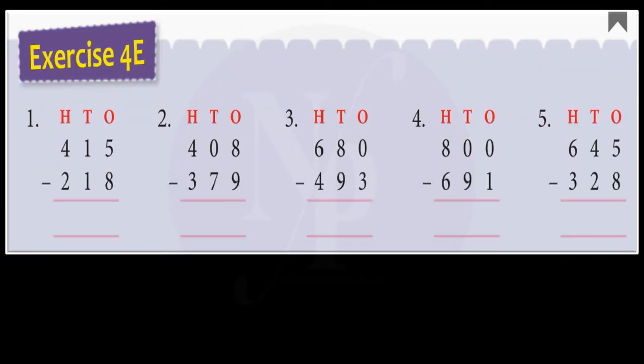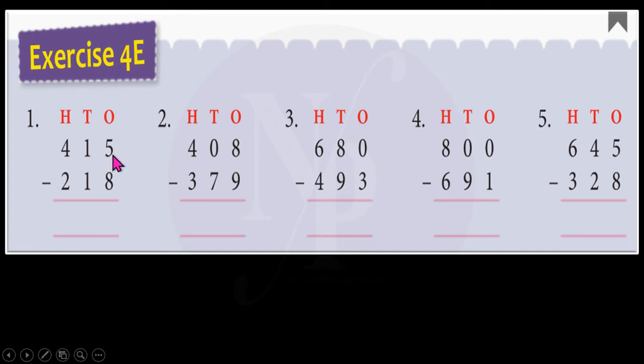Now let us solve the questions in exercise 4E of your textbook. Question number 1. Here we have 415 minus 218. Let's subtract now. On subtracting 8 ones from 5 ones is not possible.